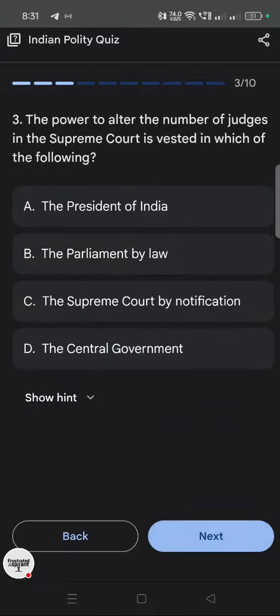The power to alter the number of judges in Supreme Court is vested in which of the following? President of India, parliamentary law, Supreme Court by notification, the central government.